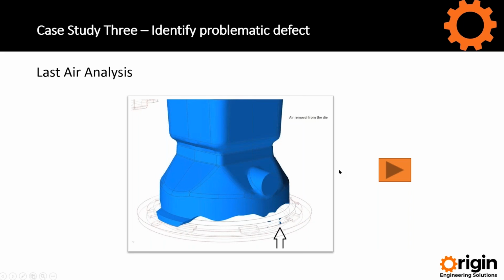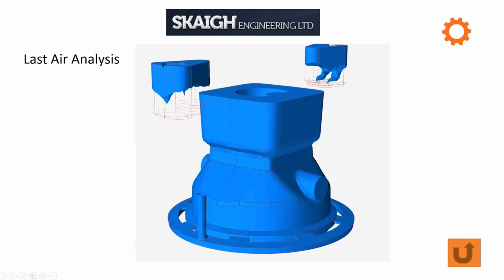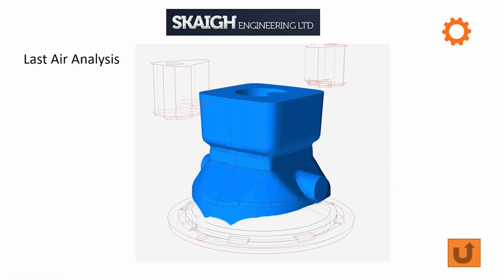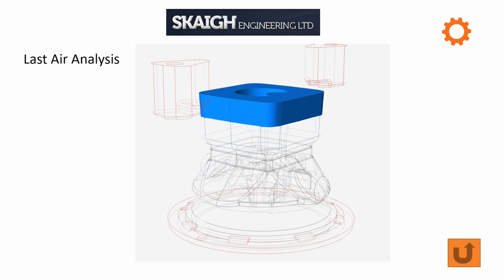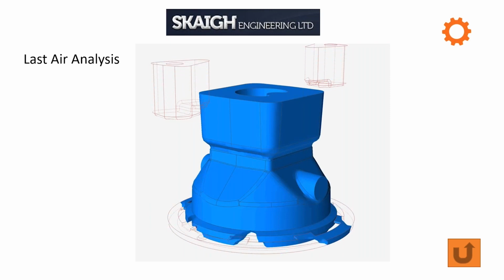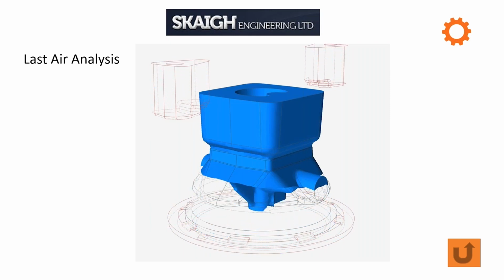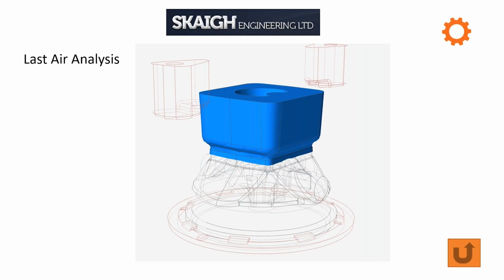However, as I mentioned before, I want to look at the last air. Absolutely brilliant tool. I'll let this run a few times for people to analyze. So you're looking at where the last air remains in the die, which can get trapped as the casting solidifies. I'll give it one more time.